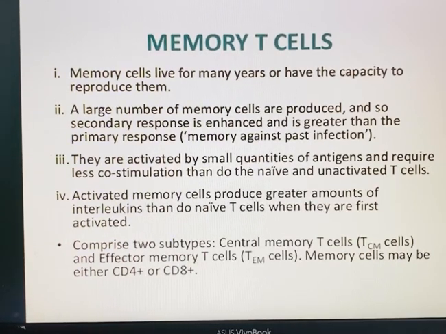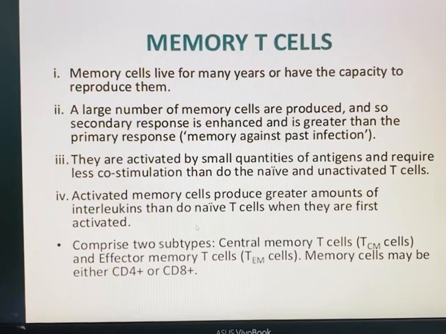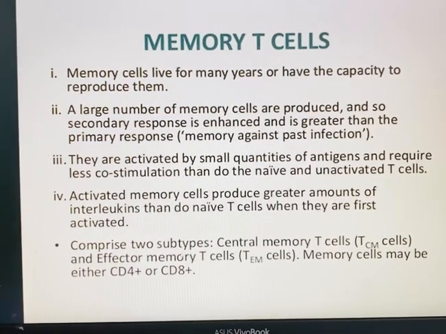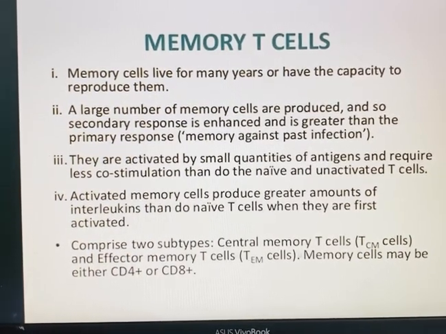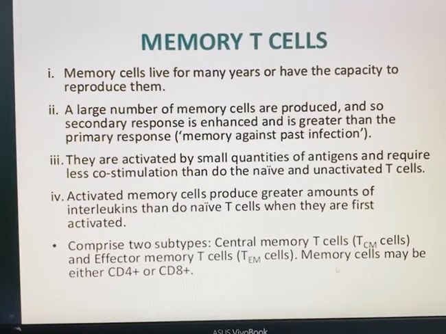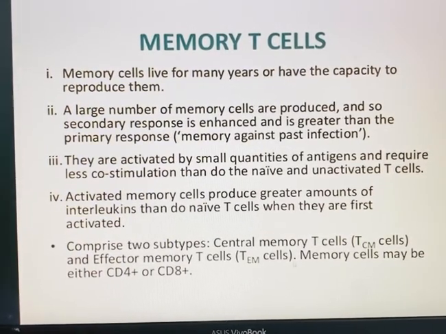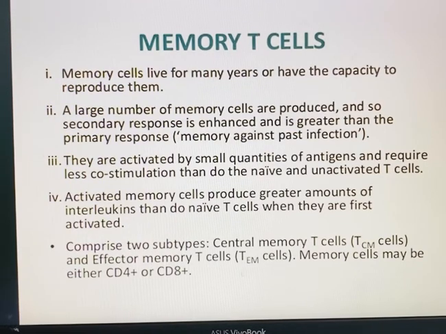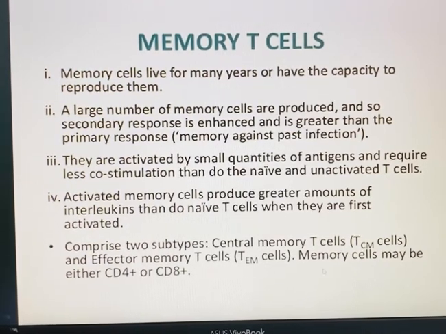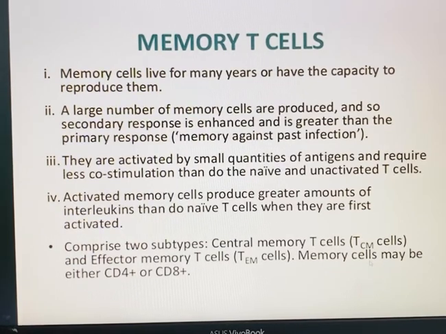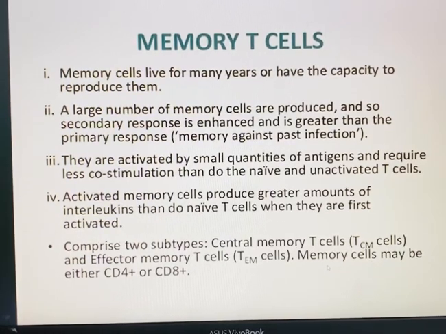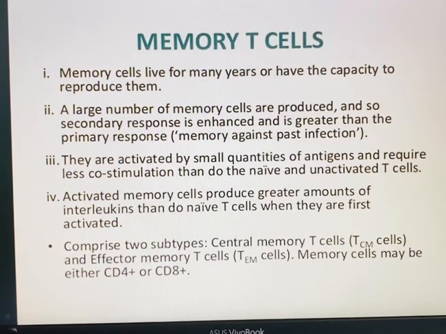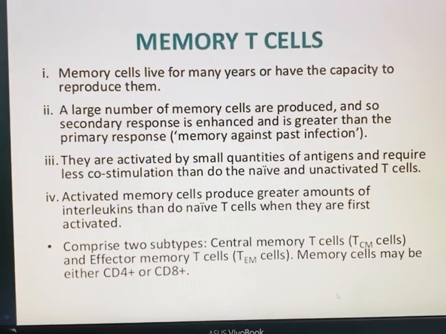Okay, activated memory cells produce greater amounts of interleukins than do naive T cells when they are first activated. They comprise two subtypes: central memory T cells and effector memory T cells. These are important for MCQs though. TCM means central memory cells, and TEM means effector memory cells. Memory cells may be either CD4 or CD8.